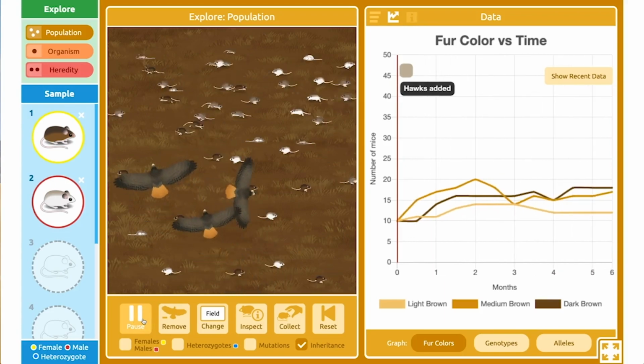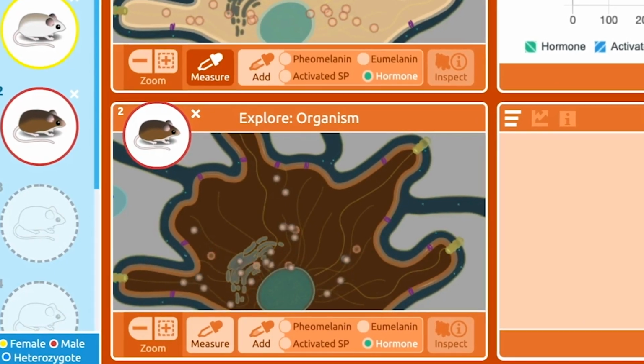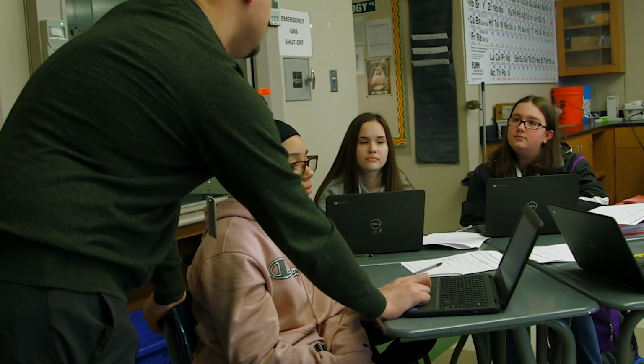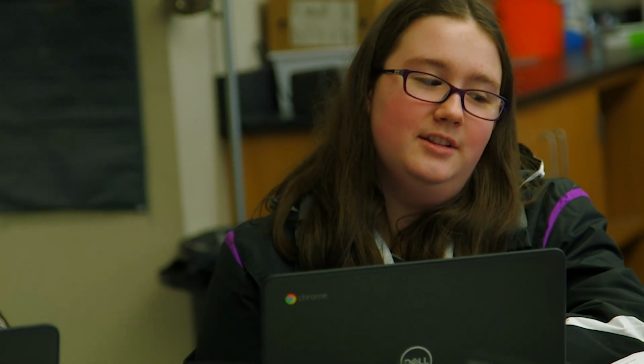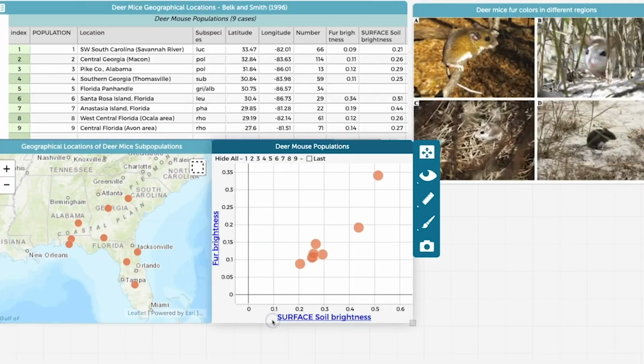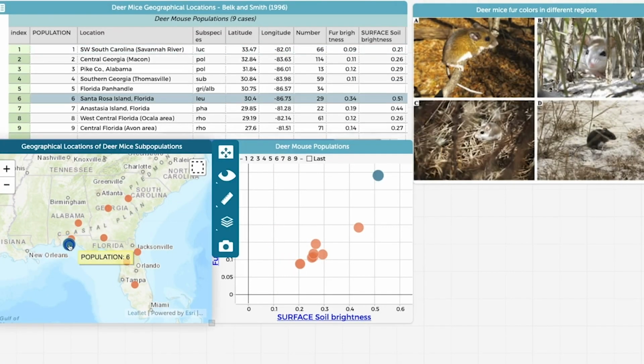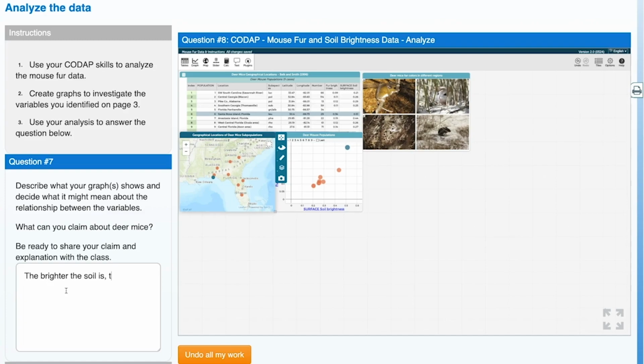When they actually get to zoom in, it starts to connect with them that, oh, fur color isn't just something that exists, it's because of all these different molecules that are interacting on a microscopic level. It's really fascinating how you can experiment with cells where usually you can't because they're really small. So it's just really fun and interactive. Students are using the practices of science as they use the simulation. They collect data, they analyze data, they argue from evidence.